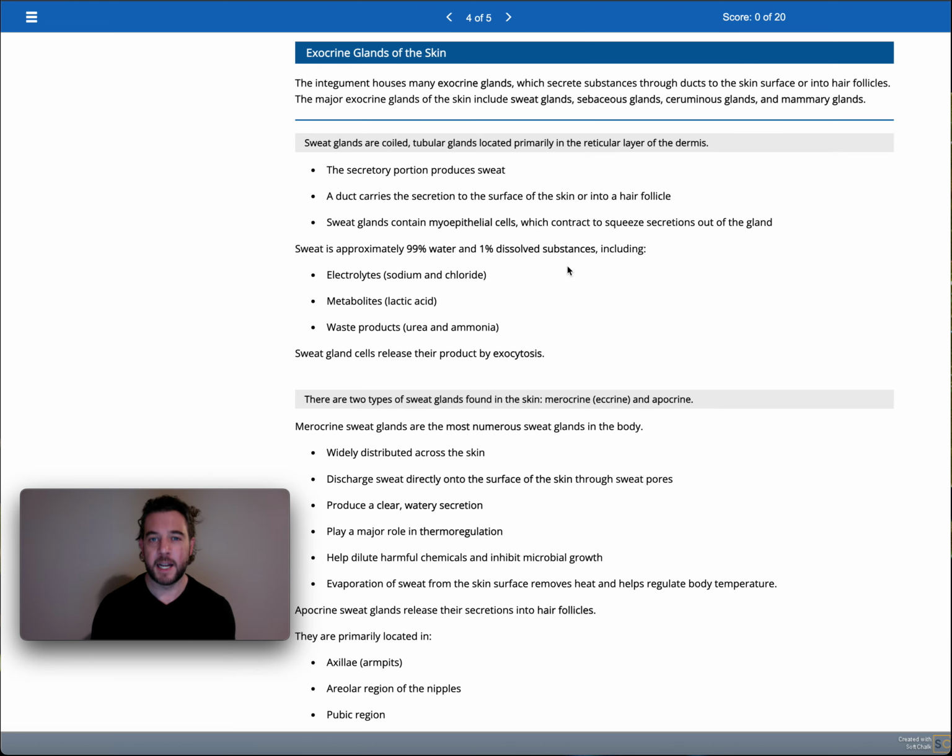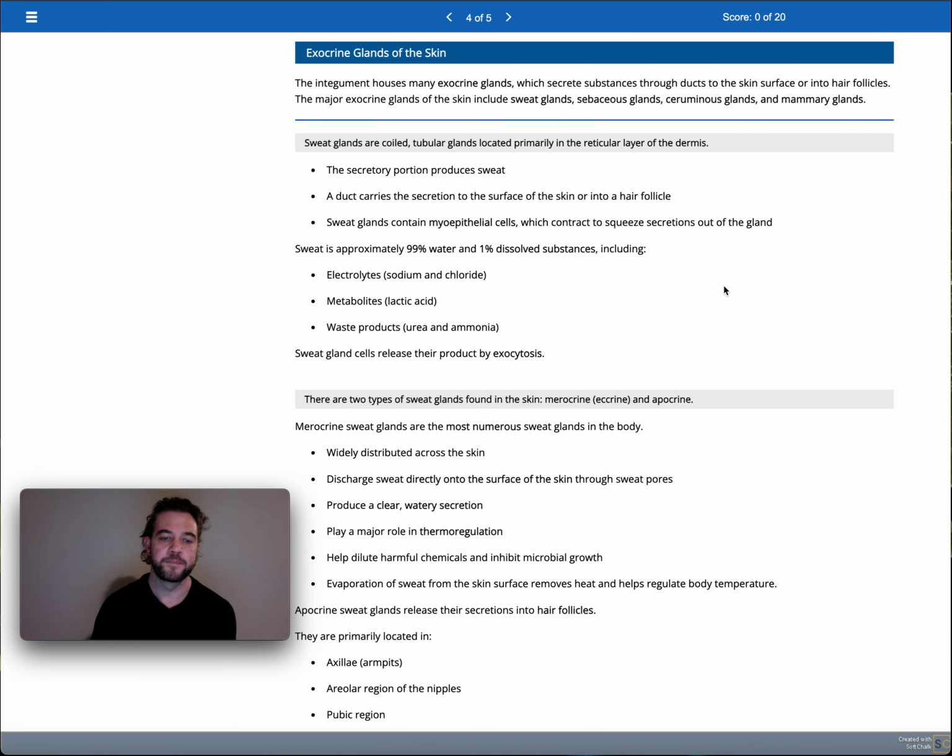Sweat is approximately 99% water with some dissolved solutes: electrolytes like sodium and chloride, and some metabolites like urea and ammonia. The glands release these by exocytosis. The gland itself stays whole; they're just releasing their secretions through that tube as they're produced.